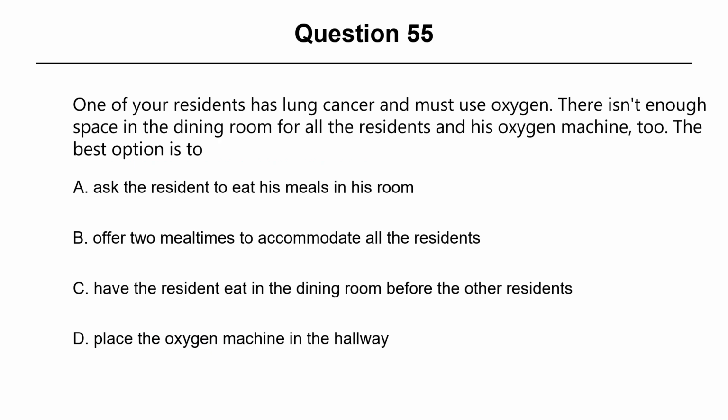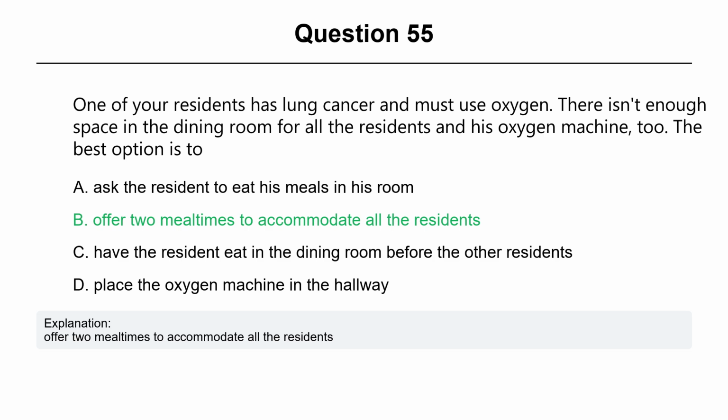Question 55. One of your residents has lung cancer and must use oxygen. There isn't enough space in the dining room for all the residents and his oxygen machine. The best option is to: Option A, ask the resident to eat his meals in his room. Option B, offer 2 mealtimes to accommodate all the residents. Option C, have the resident eat in the dining room before the other residents. Option D, place the oxygen machine in the hallway. The correct answer is option B, offer 2 mealtimes to accommodate all the residents.